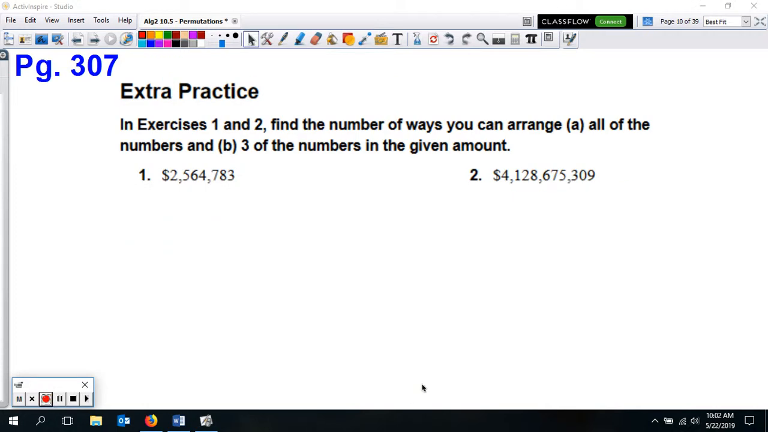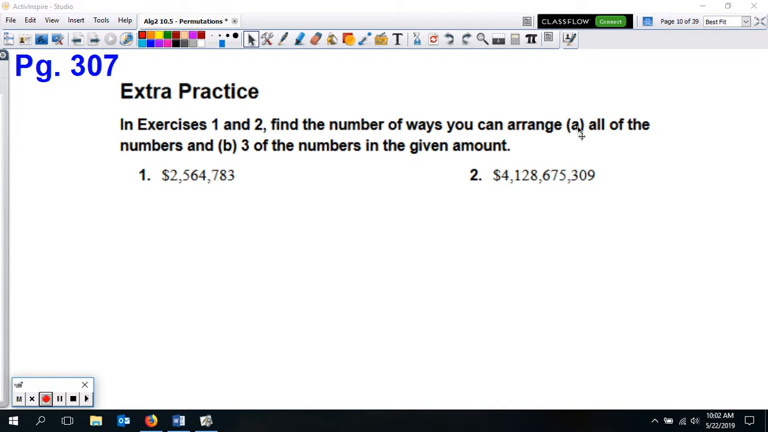Okay, so let's go to our extra practice, page 307, and try a couple of these. It says here, find the number of ways you can arrange. And that's a key word right there. When it says arrange, you know you're talking about a permutation and not a combination. When we get to combinations, we'll see we're not going to use the word arrange. It's only for permutation because there's going to be an arrangement.